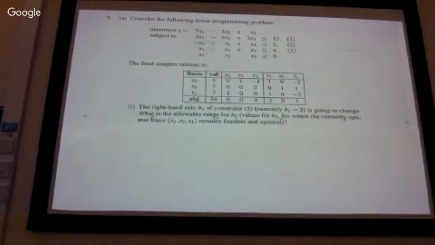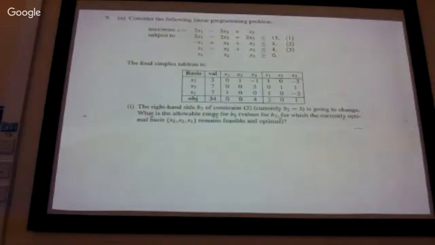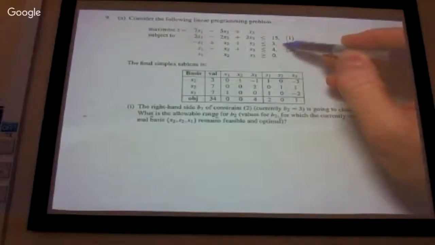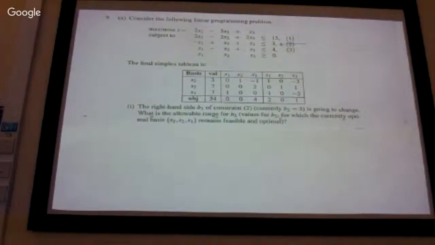Okay, so in this question we have an LP. We have the final tableau. There's not much to do about that. But the question says the right-hand side, so this 3 here is going to change. And it asks us, how much can it change up and down so that we don't have to pivot, okay? Because we might have to pivot.